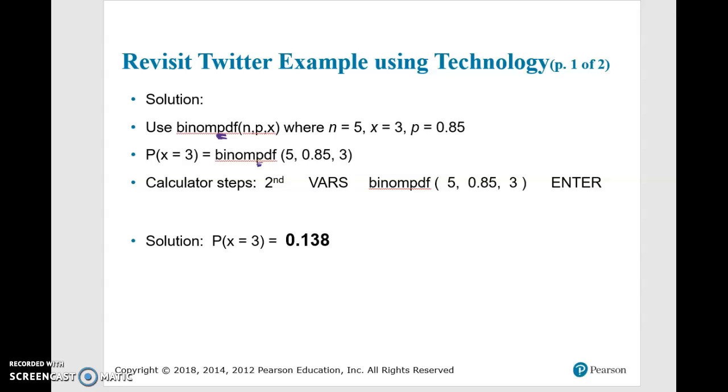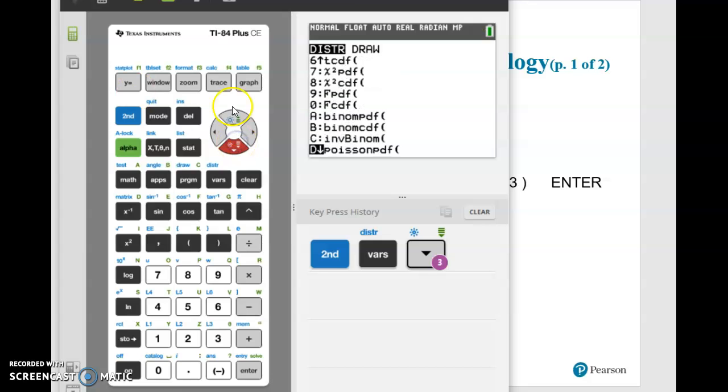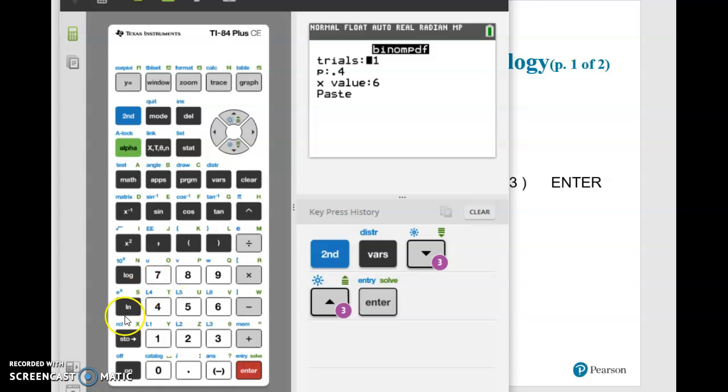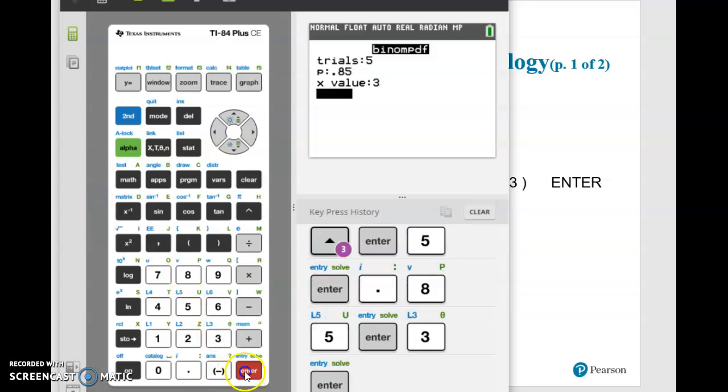And we should get 0.138. Second vars, binom PDF, and we will have 5, enter, 0.85, enter, 3, enter. And we get our 0.138.